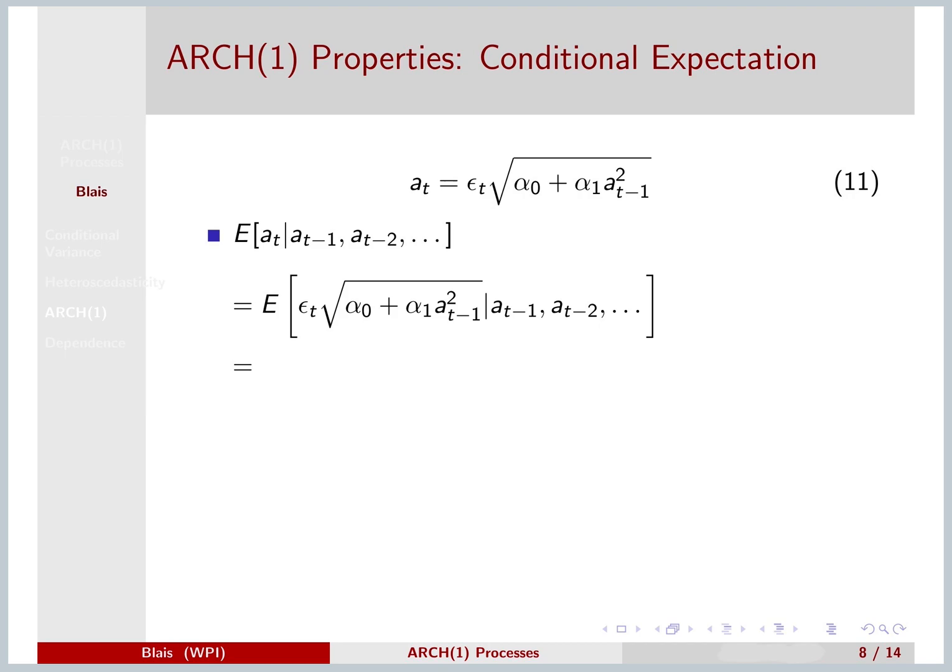If we want to compute its conditional expectation, remember, we're doing this because we want to look at not only its mean and its variance, but also its conditional mean and its conditional variance. So to compute the conditional expectation of a_t, conditioning on the past values of the a's, a t minus 1, a t minus 2, and so forth, we replace a_t with the right-hand side from its definition. And again, we're conditioning on the past here.